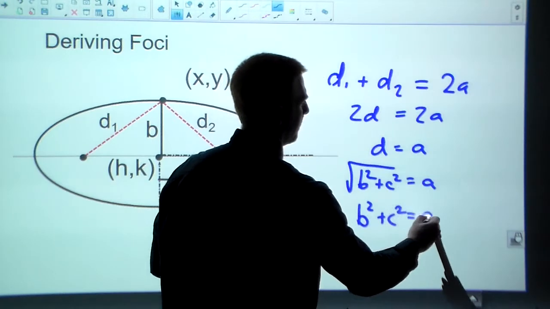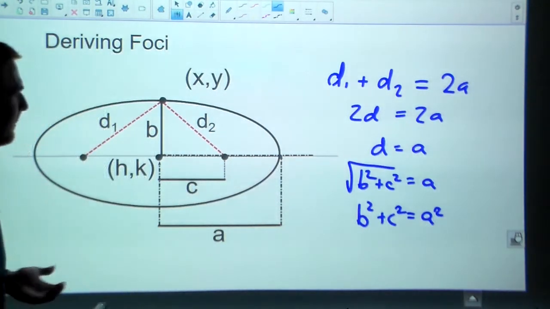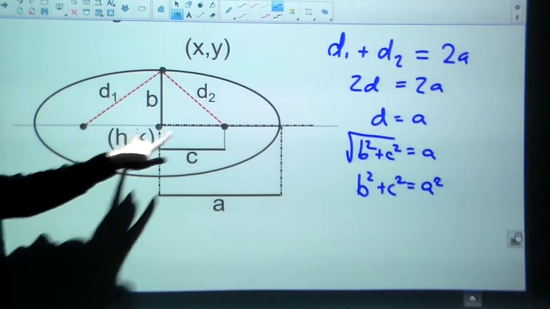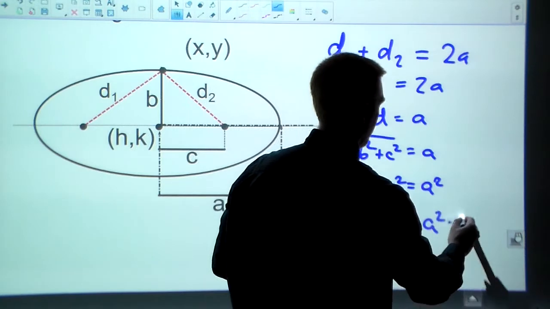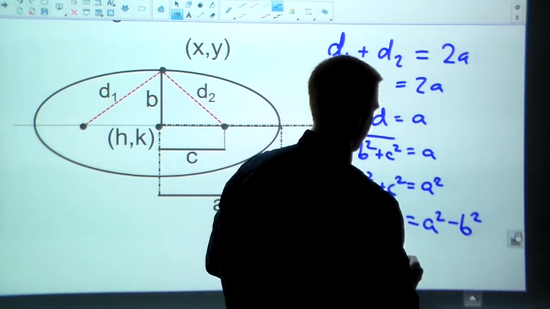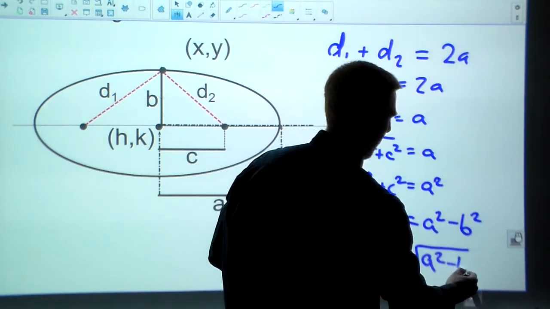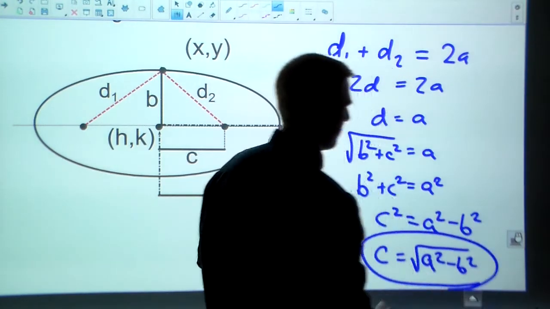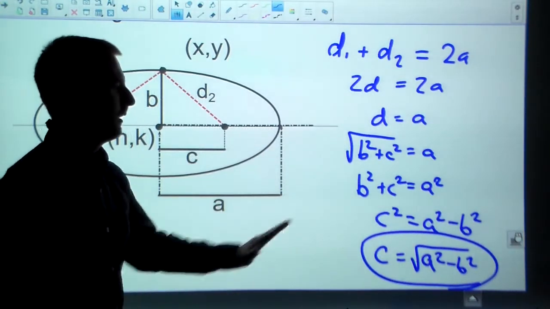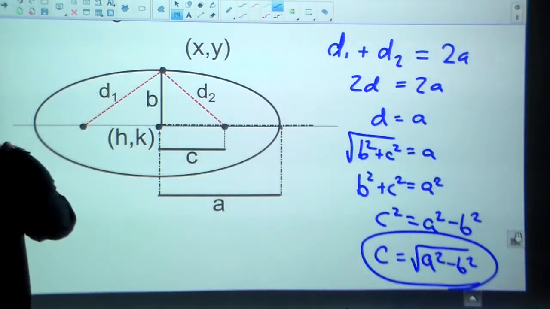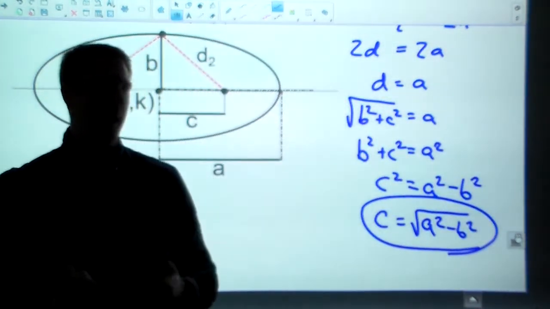Square both sides to get rid of that square root. And if I'm trying to define c, which is my focal length, that's what I was trying to derive, then c squared is a squared minus b squared. And ultimately c, the focal length, is the square root of a squared minus b squared. Sometimes you can get by going just with c squared, depending on which situation you're in, but there it is fully taken to c. This is why it's so important that the longest major axis is called A.